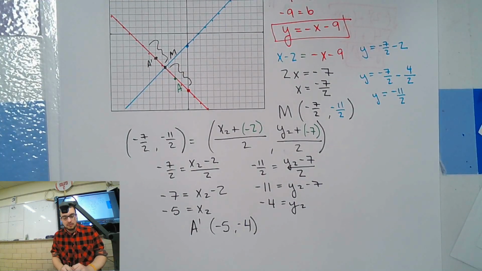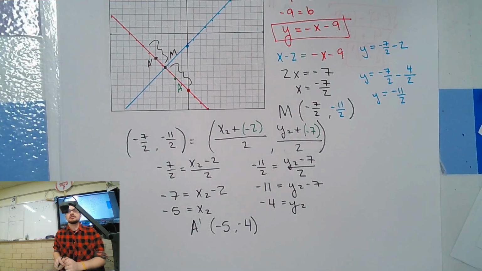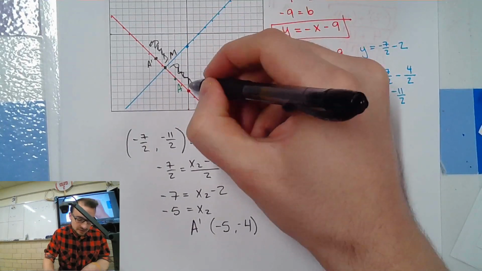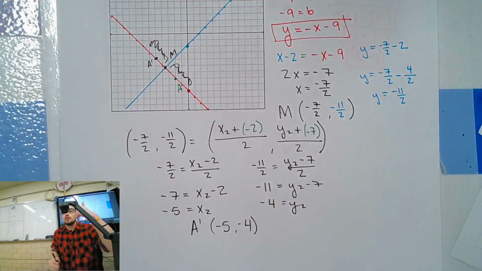Looking good. Distance here is the same as the distance there. Sorry, my squiggles were estimations. Ignore these squiggles. Same distance on both sides, yeah. On the line, perfect reflection.